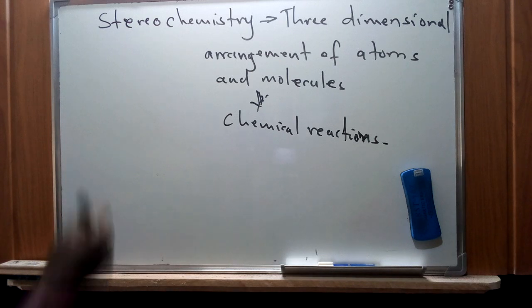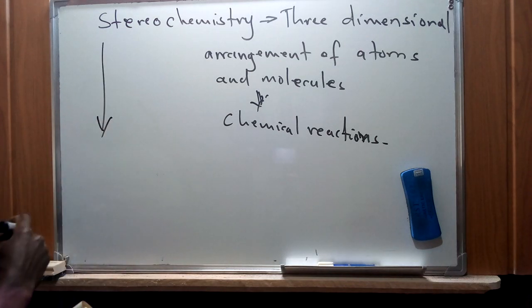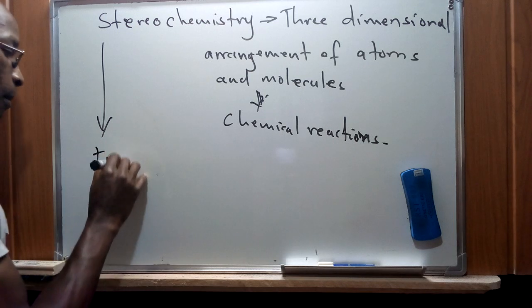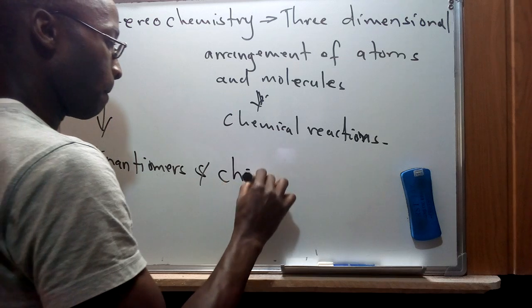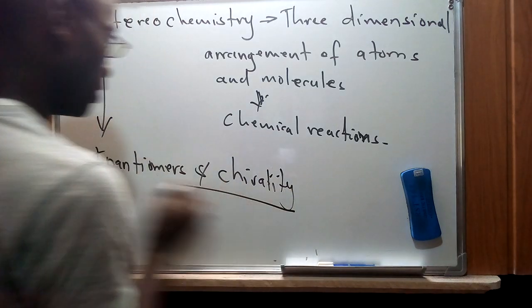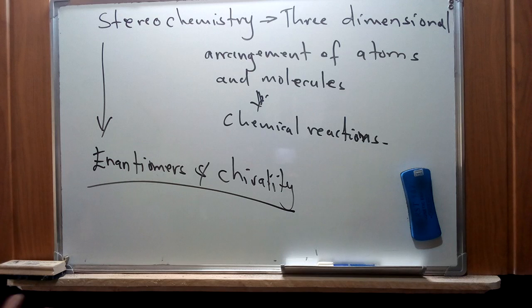As I've said, under stereochemistry, we're going to look at the concept of enantiomers and chirality. These two concepts are going to give us a basis for studying other concepts that proceed from this, which deal with conformation and the arrangements of these kinds of molecules.